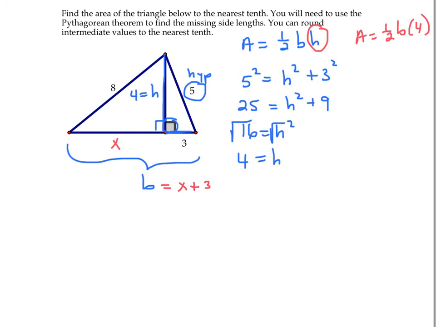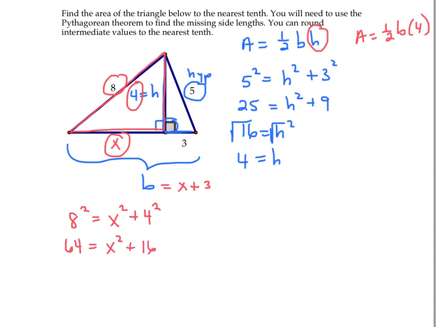So to solve for x, we're going to work with this little triangle on the left, and we would set it up in the Pythagorean theorem. This is my hypotenuse, so that 8 is going to be by itself. I'm going to do 8 squared is equal to x squared plus 4 squared. So we had to find the height, we had to find that 4, so that now we can solve for x. 8 squared is equal to 64. That's equal to x squared plus 16. Subtract 16 from both sides, and we end up with 48 is equal to x squared.